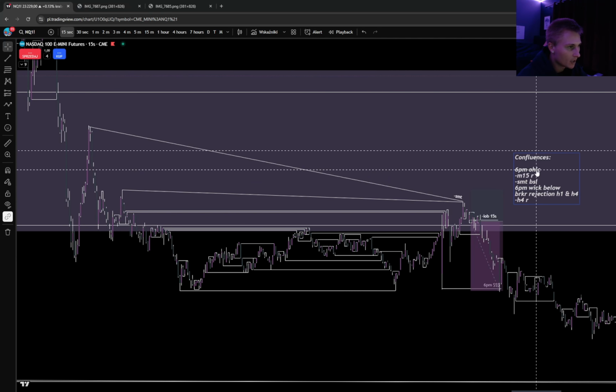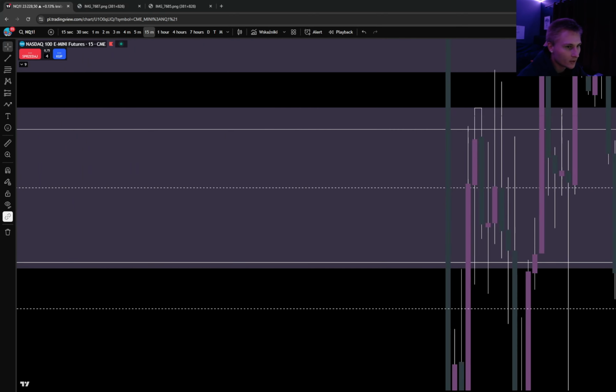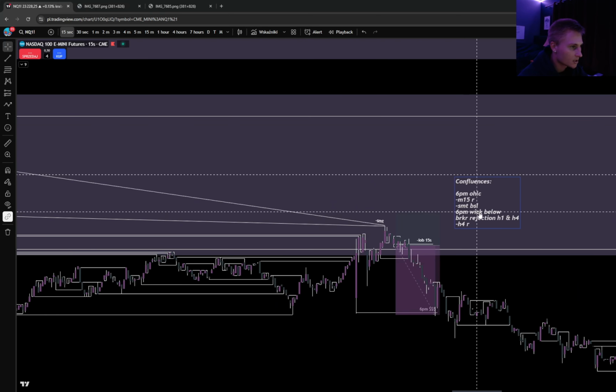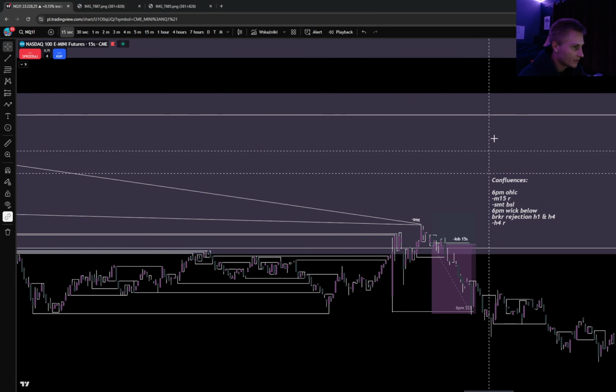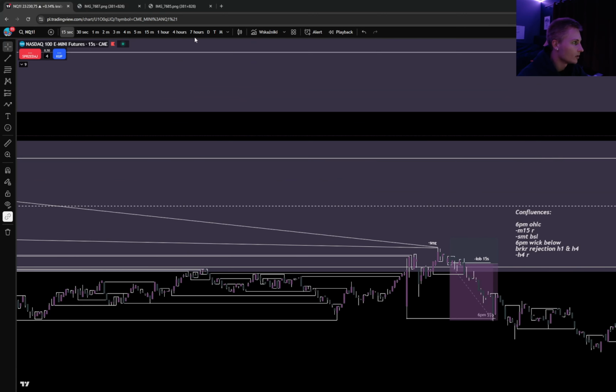So 6 p.m. open, high, low, close, 15-minute unfilled fair value gap rebalance, which was right here, unfilled fair value gap there, never got tapped into. Once we tapped into it, rejected it right away. We then got our SMT. The 6 p.m. wick below was my target, breaker rejection on the hourly and the 4 hour, so this was my PD right here. And also we had that 4-hour fair value gap rebalance above here, which was right here.